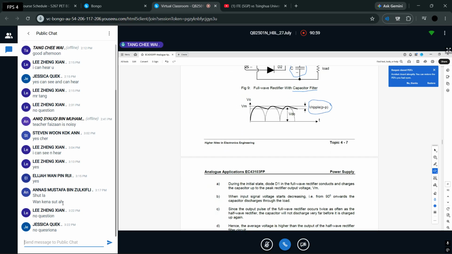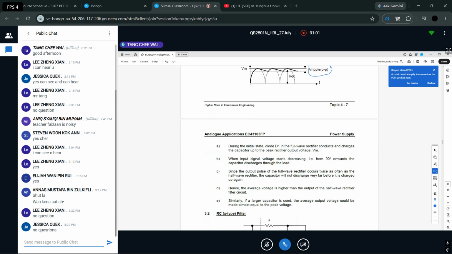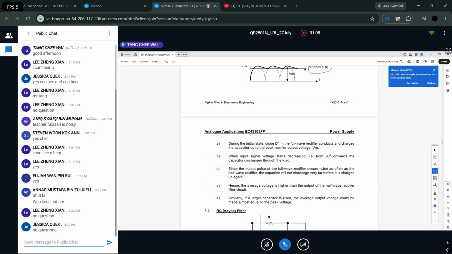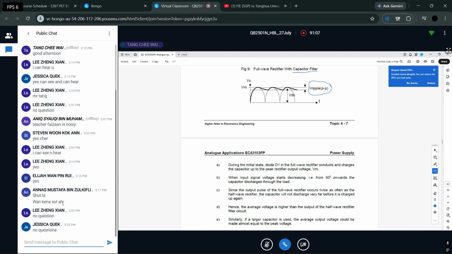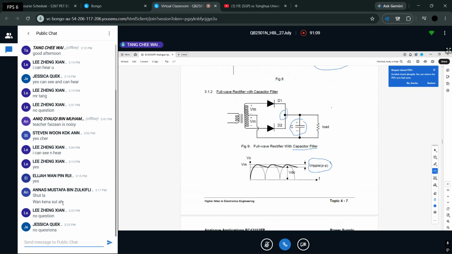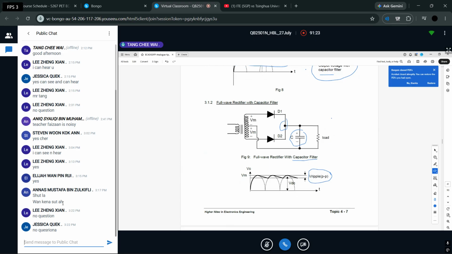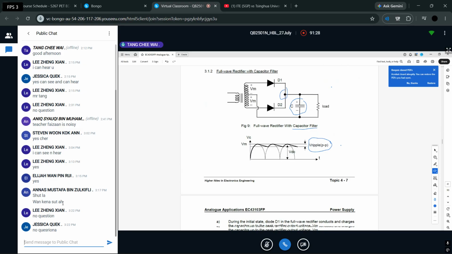Here is just some explanation of the charging and discharging, so not to worry. The main thing is you must know how to identify, when it's done by a filter, what the waveform looks like. The moment you mention the word filter, remember they will give you the top part of the waveform, which is the ripple voltage, or V peak to peak ripple. Over here, I just circle it. So you move on.